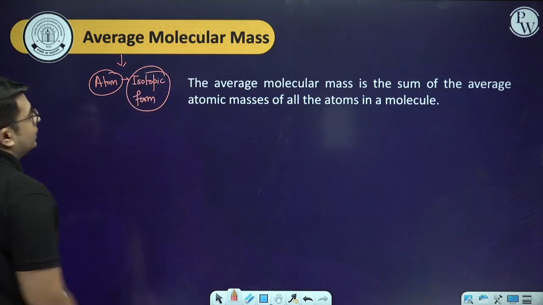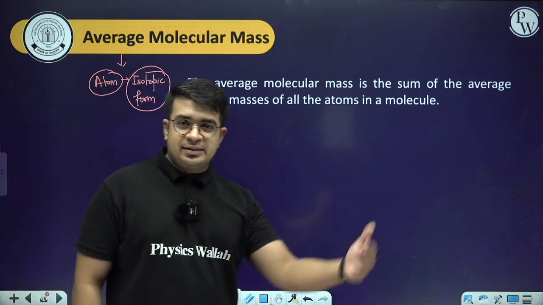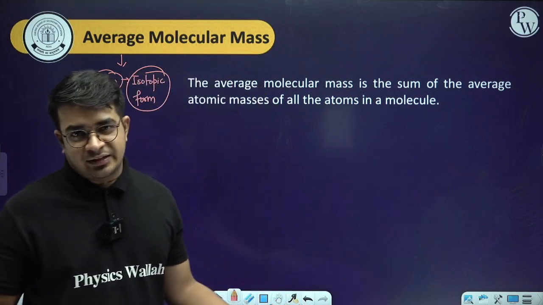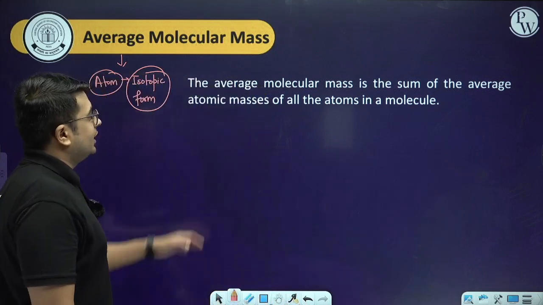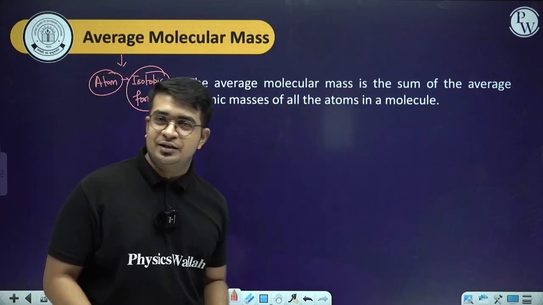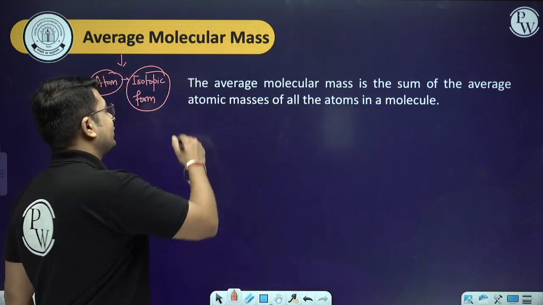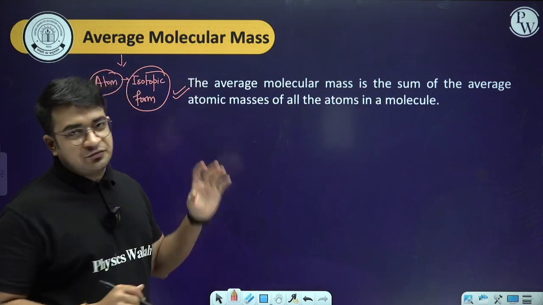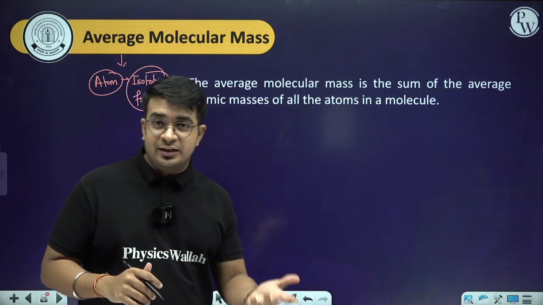Okay, if it is present in the isotopic form, let's say HCl 35, HCl 37. So this is the chance. In that case, the average molecular mass is the sum of average atomic masses of all the atoms in a molecule, just like the same definition. But this definition will be much more clear if we solve certain questions.